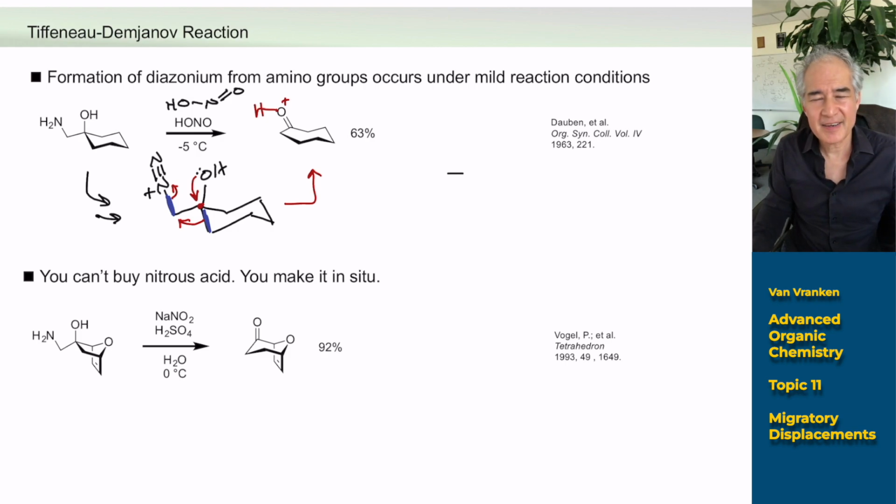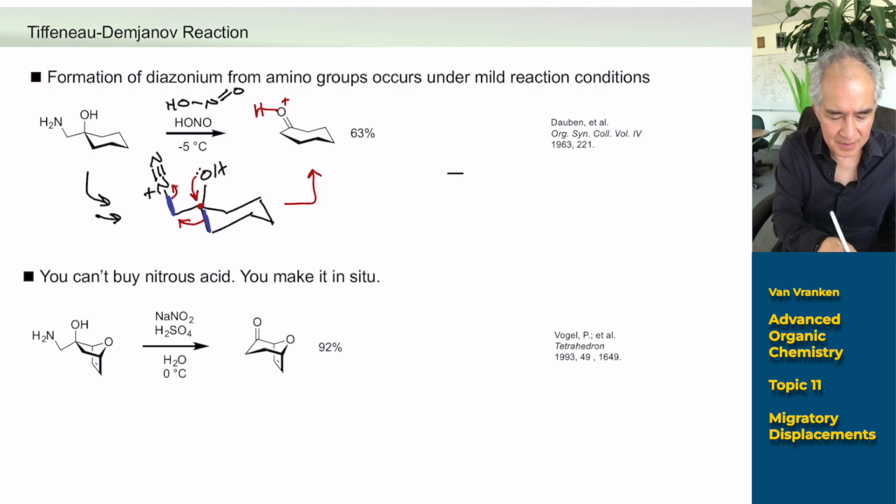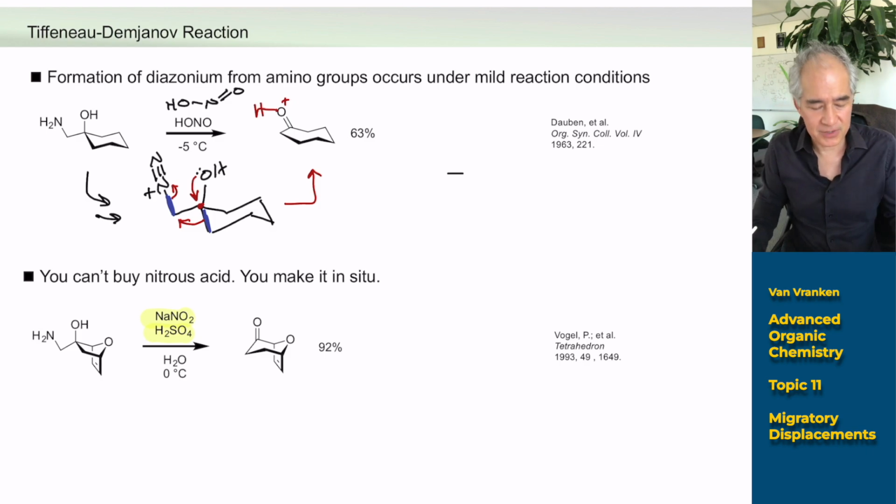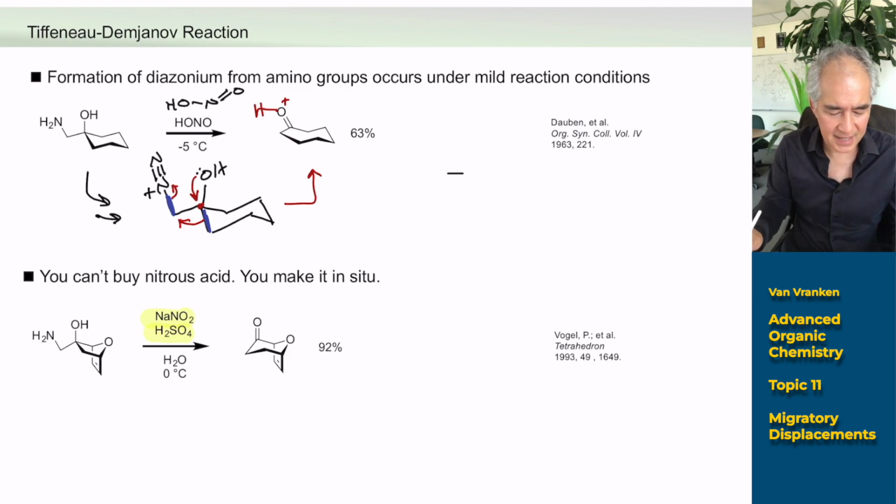You can't buy nitrous acid. It's not stable, so you can't put it in a bottle. You have to make it yourself. Typically, you use sodium nitrite and hydrochloric acid. In this case, they're using sodium nitrite, just a white powder salt, and sulfuric acid.